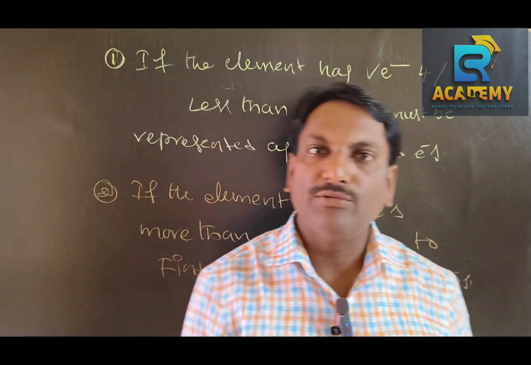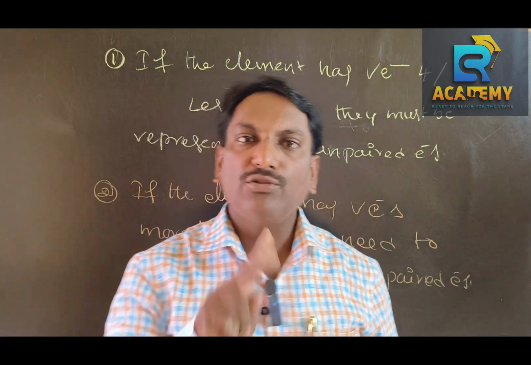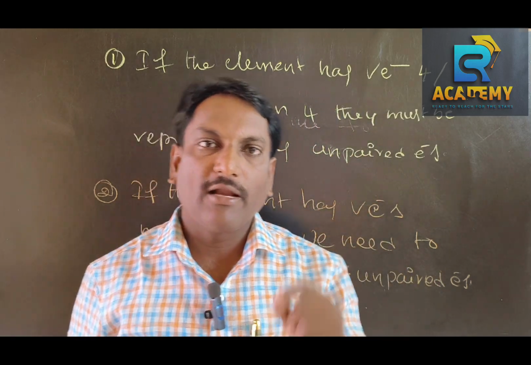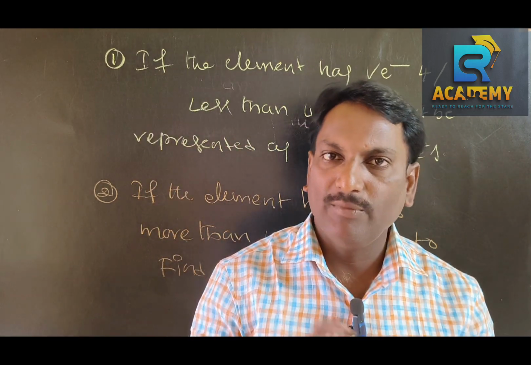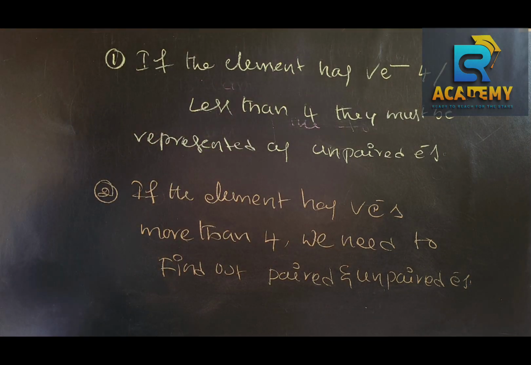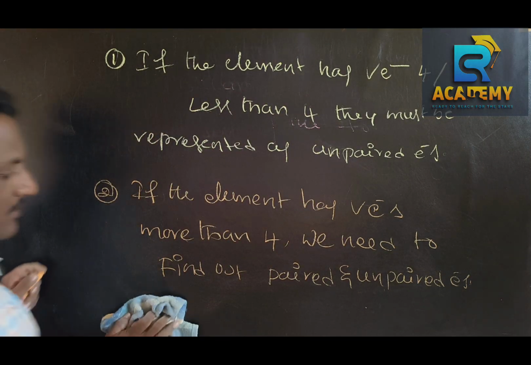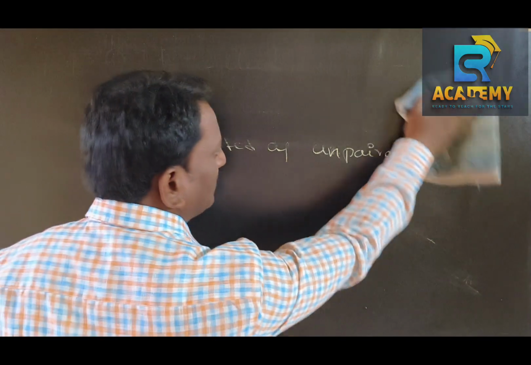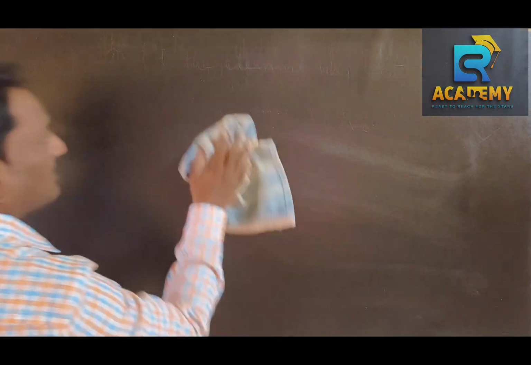So 3 points we need to remember and 2 rules we should follow while writing the Lewis dot structure or electron dot structure of any element. Now let us write the Lewis dot structure of elements 1 to 20, one by one.